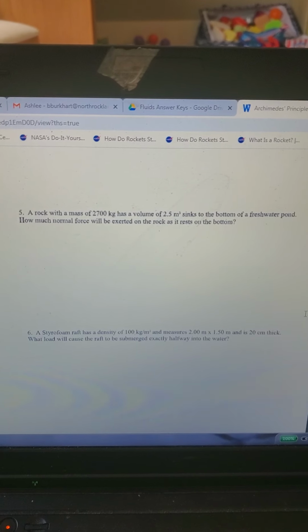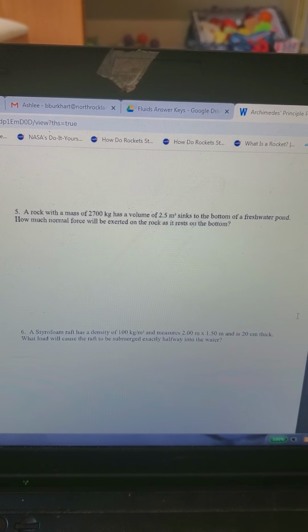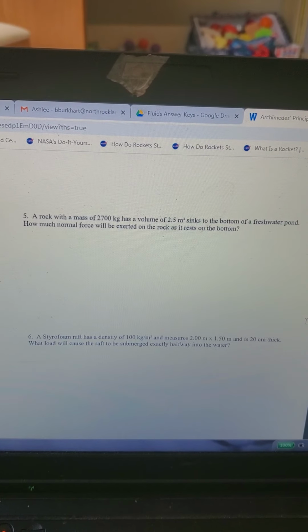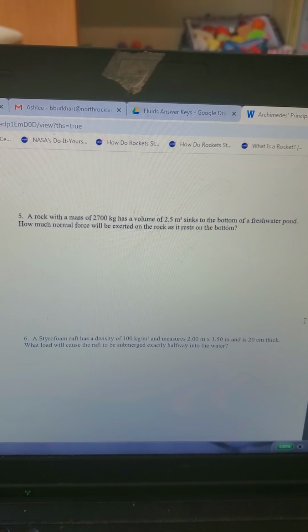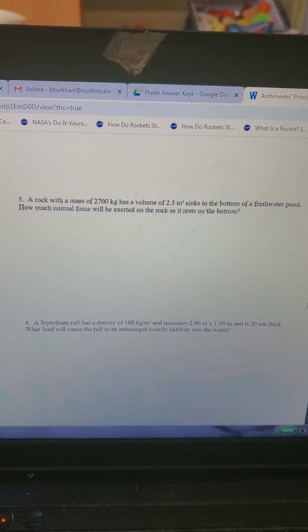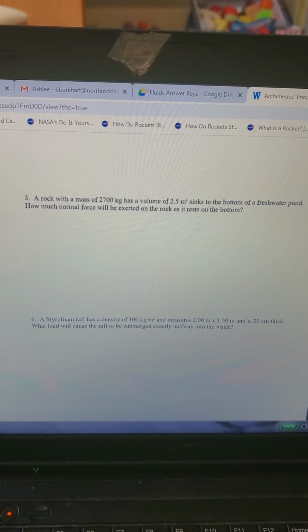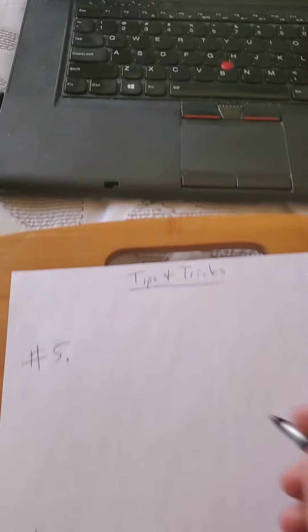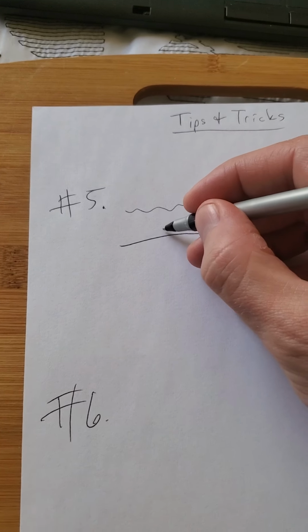Alright, so this time we're going to do 5 and 6, and when you look at number 5, it's kind of a unique situation. Typically we've been dealing with stuff that's been floating in this unit, but in this case the rock sinks. They gave me the mass, they gave me the volume of the rock, and it sinks to the bottom of a freshwater pond. I want to know if the rock is resting on what I'm assuming is a flat bottom of the pond, how much force is exerted by the normal force of the pond pushing on the rock. And this seems kind of like a rough problem, right? Unique situation. How do we solve this?